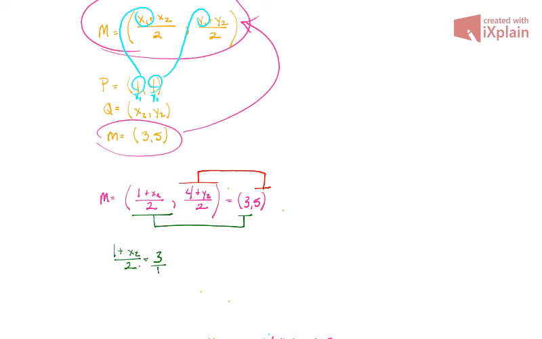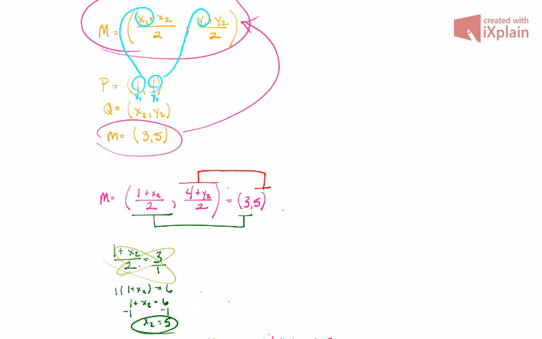Note that if I make that 3 look like a rational number, I can use some cross multiplication to simplify this out. So this is going to give me 1 plus x sub 2 is equal to 6. Subtract 1 from both sides, and we find that x sub 2 should be 5.